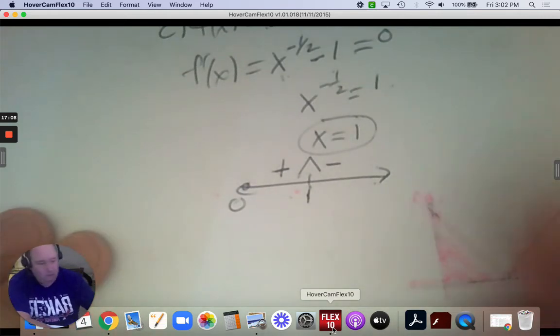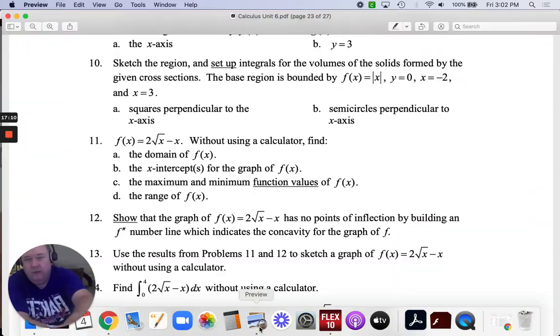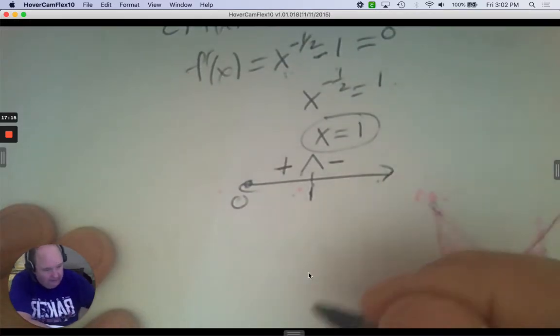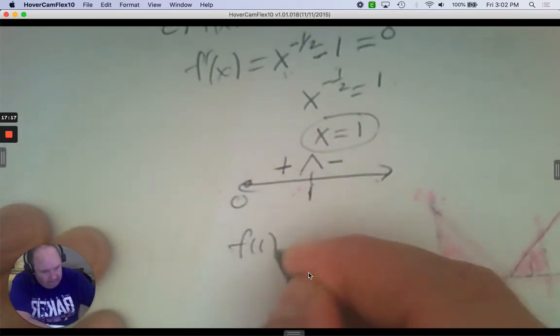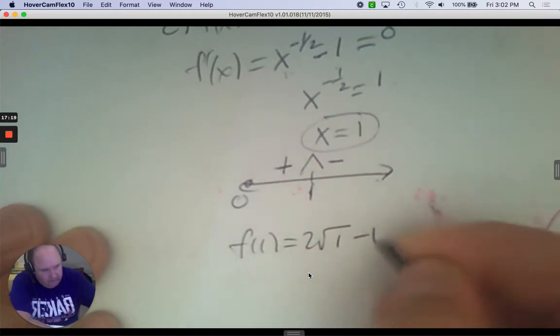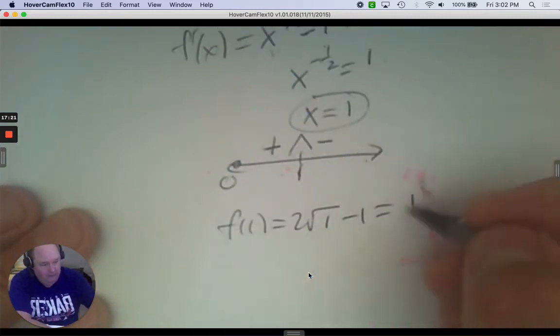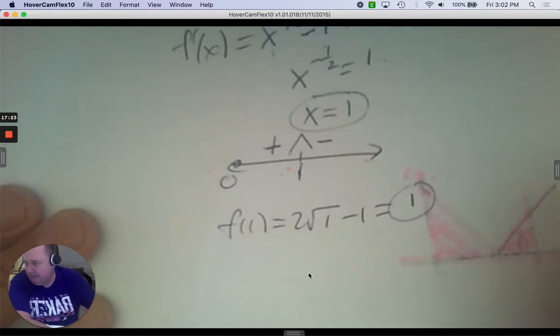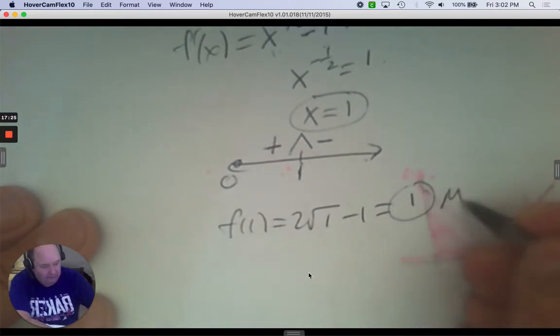And then, because I think it asked for the function values, I got to plug that answer in to find what it is. So the square root of 1 times 2, minus 1. If I plug it in, the y value there is 1. So that is the maximum value right there.